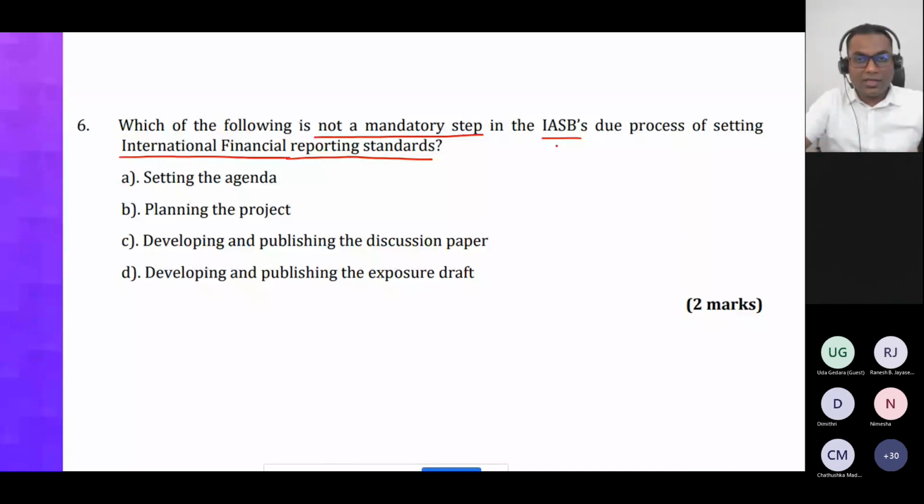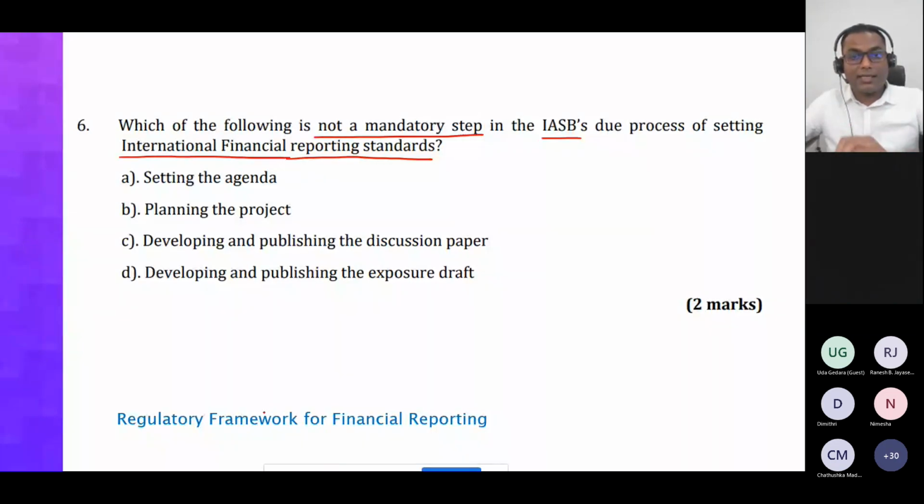We know when IASB is putting up standards, this particular question is tested from the regulatory framework for financial reporting. Under the regulatory framework, there are many areas. Out of that, the standard setting process of IASB is the area from which this question is tested.